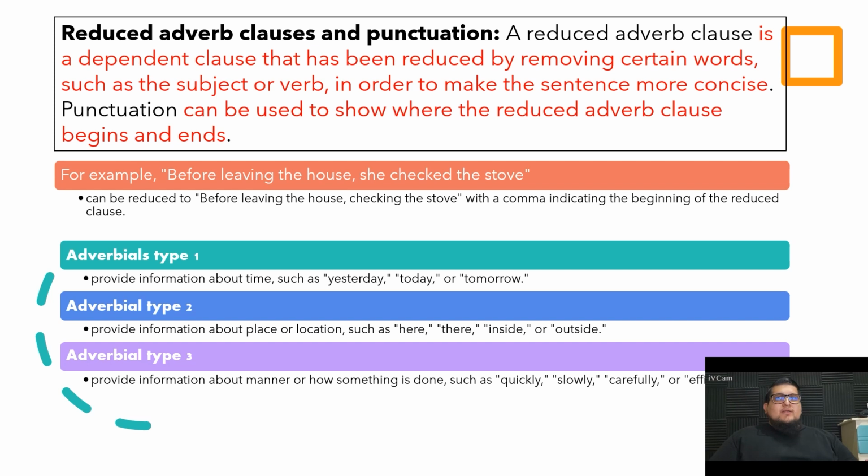We've got adverbials type 1, which provide information about time, such as yesterday, today, or tomorrow. We've got adverbials type 2, which provide information about place or location, such as here, there, inside, or outside. We've got adverbials type 3, which provide information about manner, or how something is done, such as quickly, slowly, carefully, or efficiently.